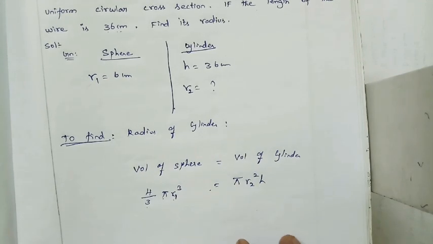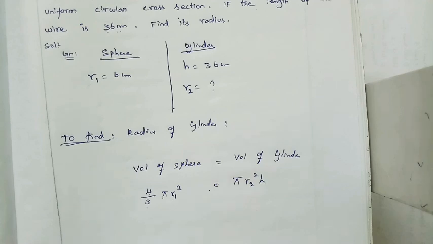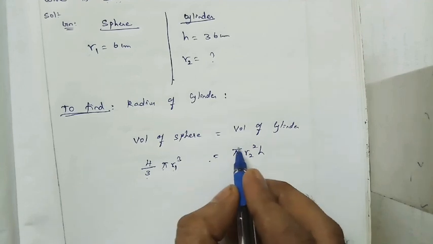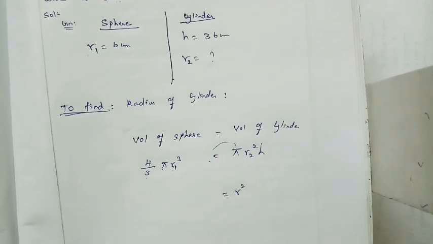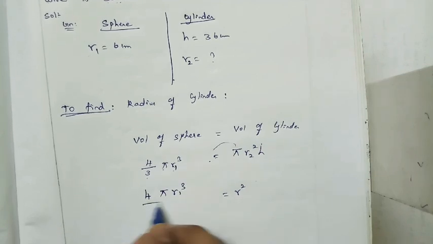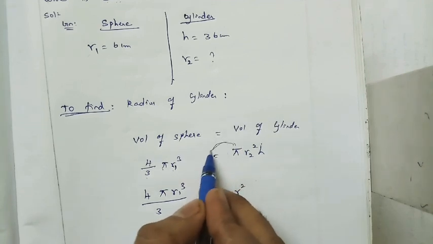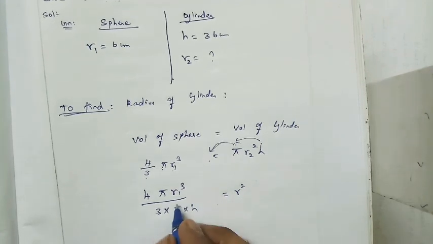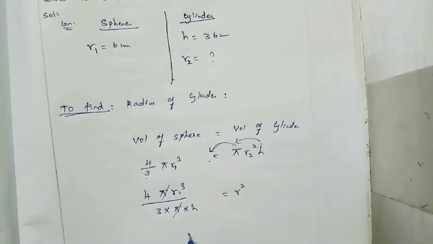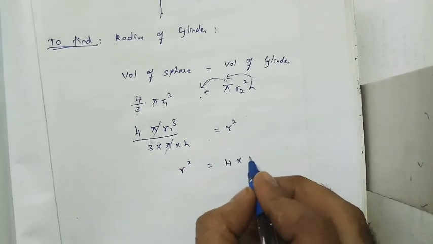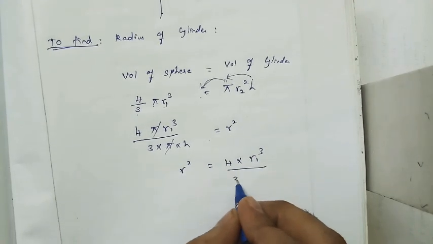Just keep R2 square alone on one side. Remaining all, just bring to the other side and simplify, and we will get the answer. What remains is pi and h. So 4 pi R1 cube divided by 3. While taking pi from one side to the other, multiply becomes divide: 3 into pi into h. Pi will get cancelled. What remains? R square is equal to 4 into R1 cube divided by 3 into h.